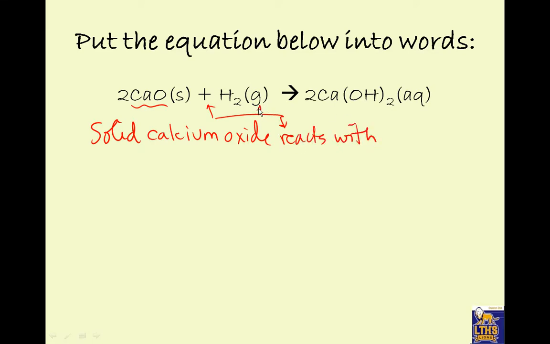And then this is a G. This is H2. Now you might be wondering, what do I call H2? You call it hydrogen. And in this case, we're calling it gas because there's a G. All right, to produce. That's what the arrow means. To produce. That's the arrow.